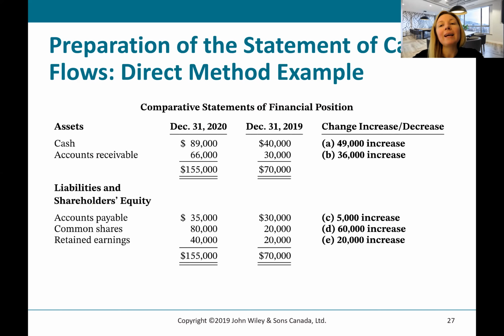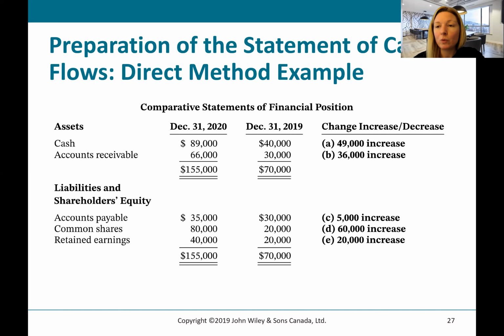So here we can see we had cash. We're going to deal with that later because that's the bottom of our cash flow. AR is a current asset. We dealt with that. We just talked about how we flowed that through the cash received from customers. Accounts payable, we dealt with that through our cash paid to suppliers.